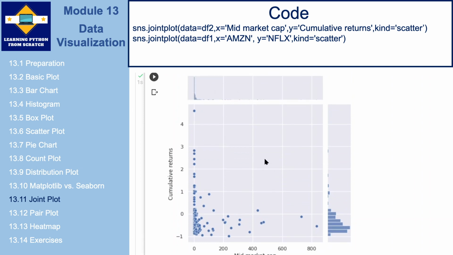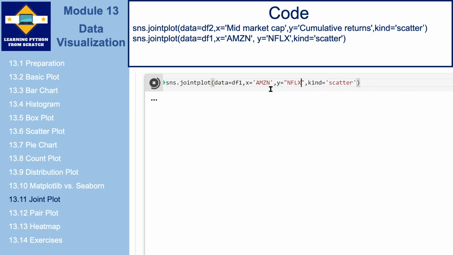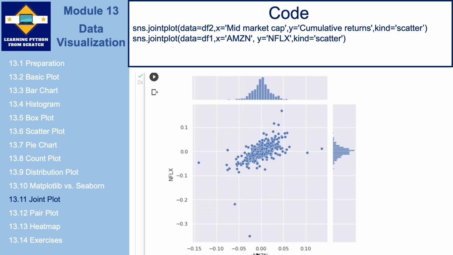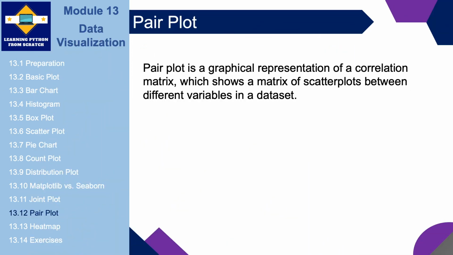and their individual distributions. Next, in case we want to show the distribution of stock returns for Amazon and Netflix and their relationship, what can we do? Now we want to get data from df1 and x becomes Amazon and y becomes Netflix. And when you run it, you should be able to see the scatter plot between these two stocks and also their individual distribution.